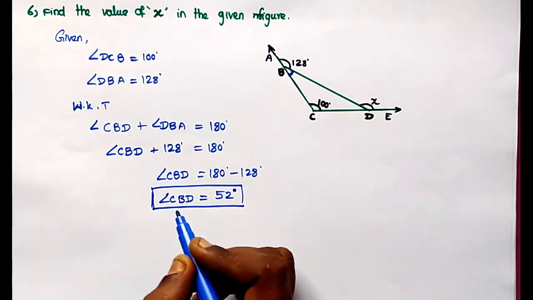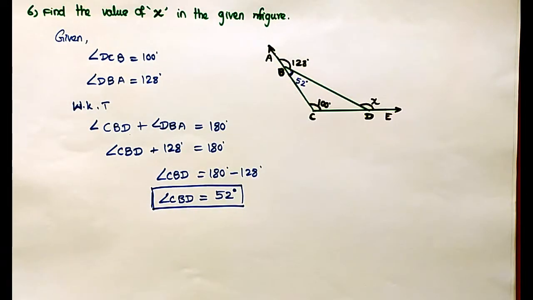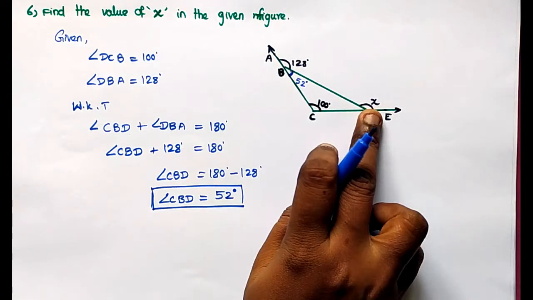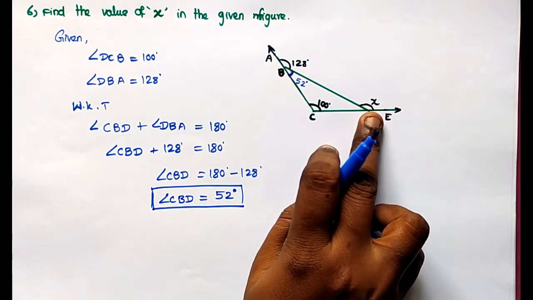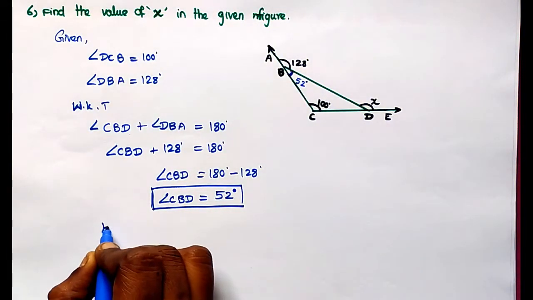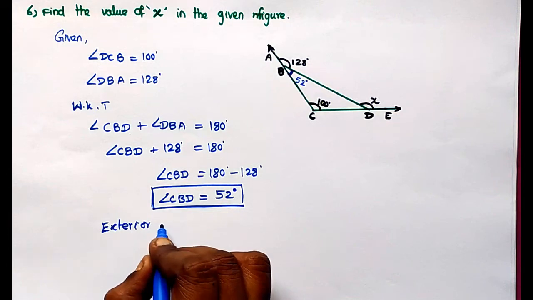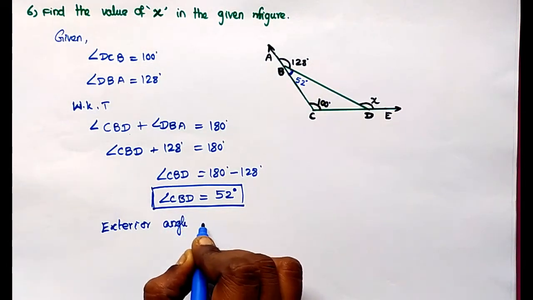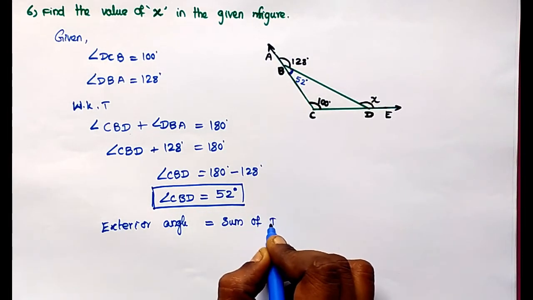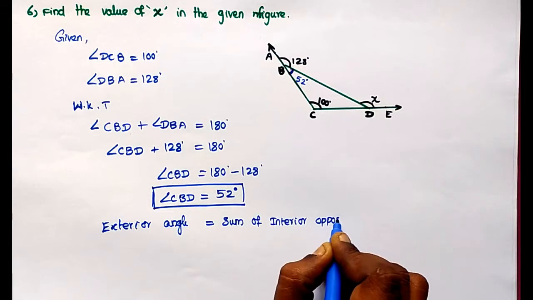Now listen, this is 52 degrees. Now what do we have to find out? Exterior angle x. So what is the exterior angle? Sum of the opposite interior angles. Okay, so exterior angle equals sum of interior opposite angles.